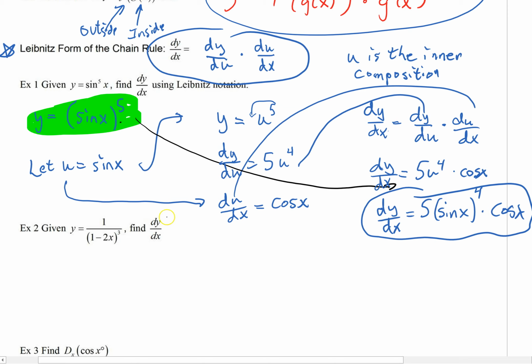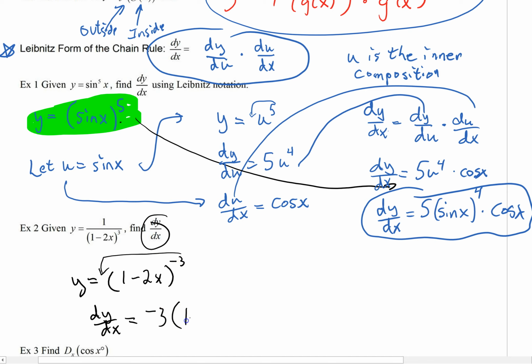So very often kids will say, oh my gosh, I need to do the quotient rule. Here's the wonderful news. No, you don't. Look, this is 1 minus 2x to the negative 3rd power. And can we take this derivative? Answer, you bet. Derivative of the outside, negative 3 times 1 minus 2x. Subtract a 1. Oh, be careful here. Negative 3 minus 1 is negative 4. And then we're going to multiply by the derivative of the inside. The derivative of 1 minus 2x is negative 2.